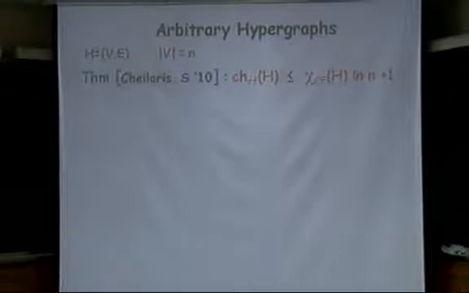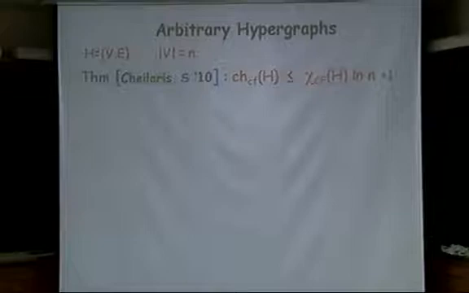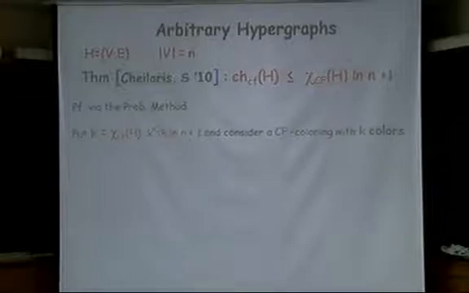Okay, so first I want to show you a general theorem that says that for any hypergraph, the choice number is at most the chromatic number times ln n, plus 1. This is a very simple probabilistic proof. And it's true for almost any coloring you can come up with, so of course it's also true for the proper coloring. But let me focus on this. So here's the proof.